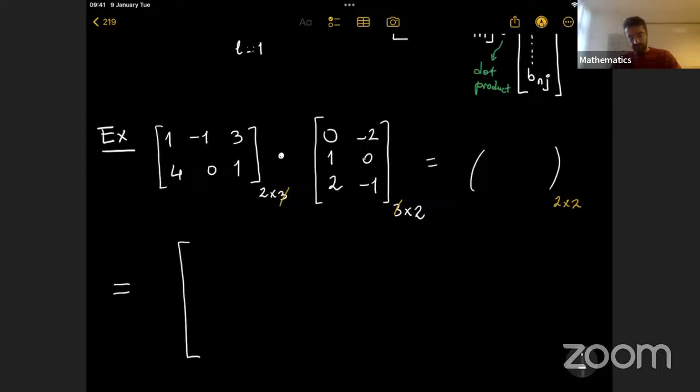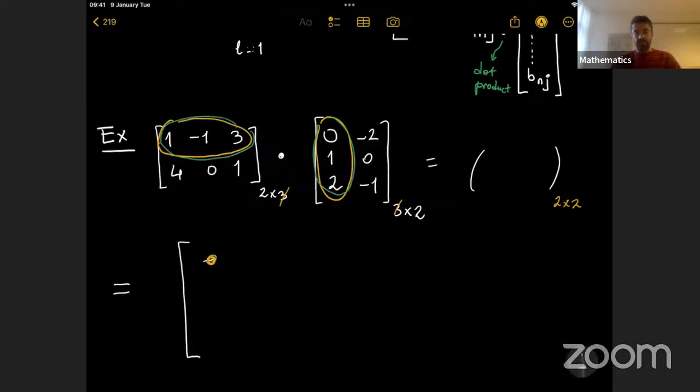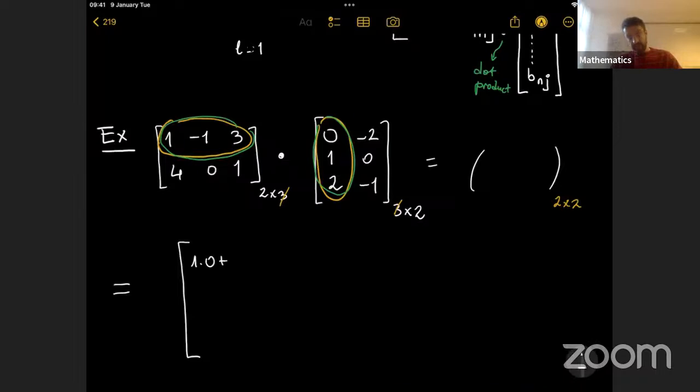So it's going to be equal to, well, for the first entry here, what we do is we take this one and that one and take the dot product. This is the first row of the matrix. So you take the first row here, 1, -1, 3, the first row and the first column. So the dot product gives you one times 0 plus -1 times 1 plus 3 times 2. This is the 1-1 entry, row 1, column 1.